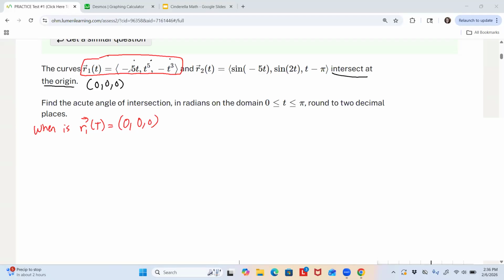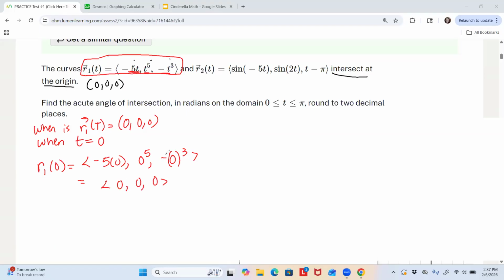So what can we plug in here so that this would be 0, this would be 0, and this would be 0? When t is 0. So r1 of 0 would be negative 5 times 0, 0 to the 5th, and then negative 0 to the 3rd, which is, of course, 0, 0, 0. There is no negative 0, right? Now ask yourself the same thing for vector r2.